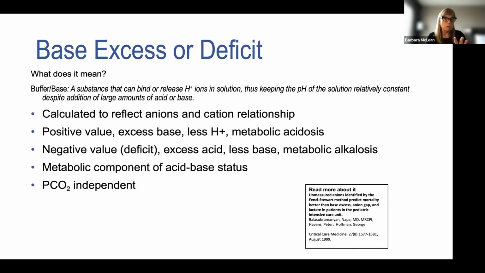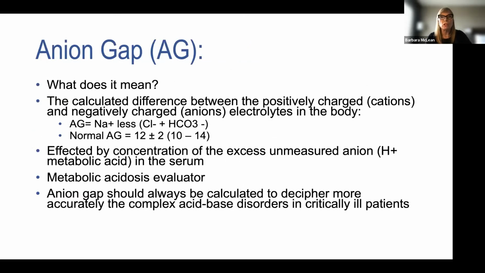So I do love to just remind you about the base. The base is always just a calculation that reflects the utilization of your buffers to neutralize acid. And it is very, very significant. These are transposed. So positive value means positive base, less acid, metabolic alkalosis. Negative value, excess acid, less buffer, and that's metabolic acidosis. Very important for us to consider. It's not affected by CO2.